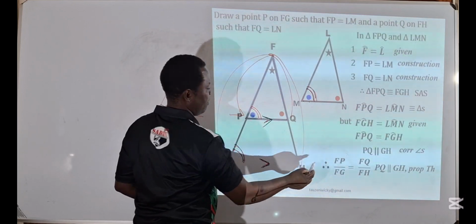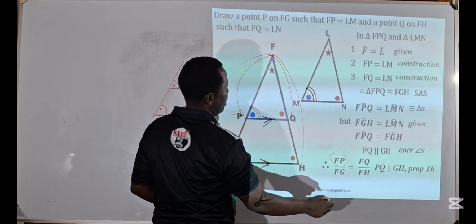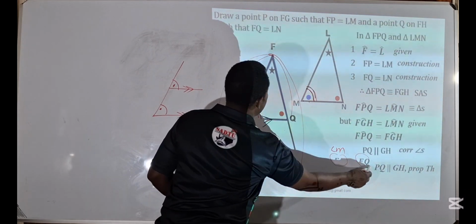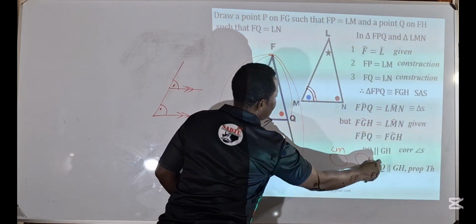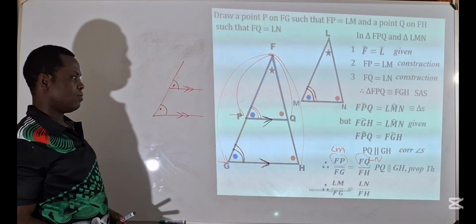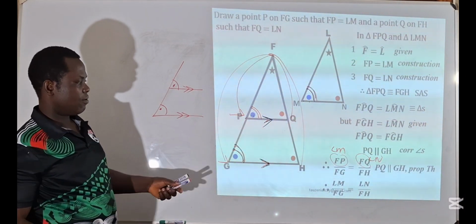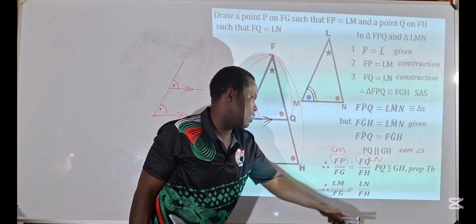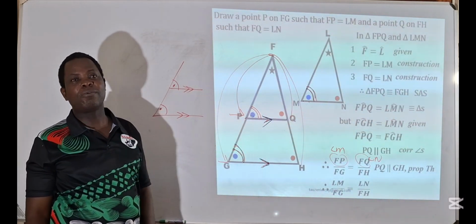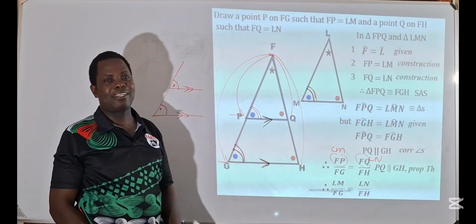So in place of FP, we can have the line LM. Then in place of FQ, we can have the line LN. And that is how the proof is concluded. Therefore, LM over FG is equal to LN over FH. And that is the conclusion of the proof for the similarity theorem.